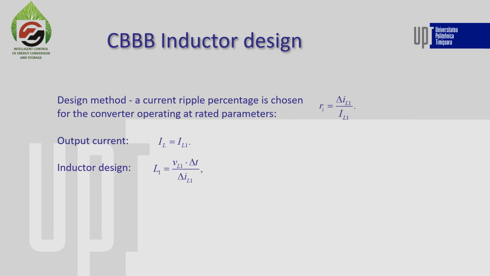We can then continue by calculating the inductor voltage, which is the product between the voltage applied on the inductor times the time which this voltage is applied, divided by the inductor current ripple, which is calculated from the previous relation. And here we have the actual inductor value calculated for this converter.